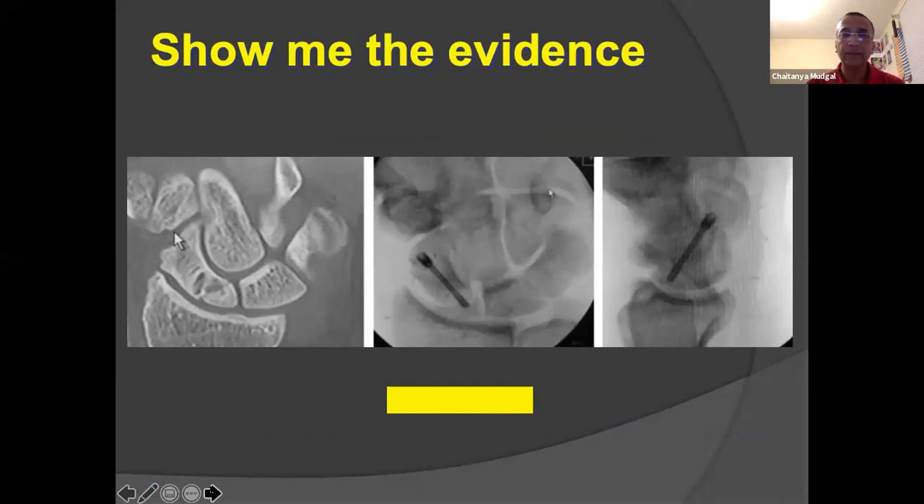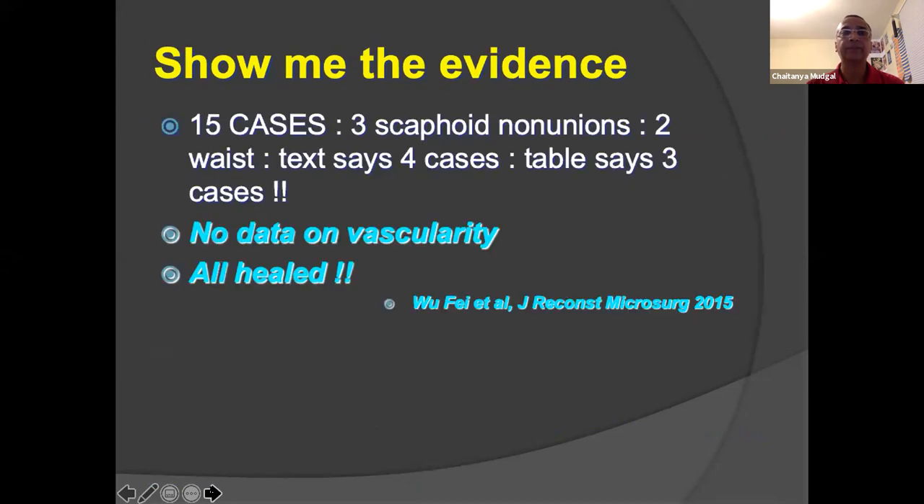So here's someone, a 36-year-old male. In my hands, this would be fixed with simple bone grafting and screws since the patient has not had any operation, but they fixed it with a vascularized free tissue transfer. Another paper by Bouffet and colleagues, 15 cases, 3 scaphoid non-unions. In the text, it says 4 cases, the table says 3 cases. So this data is all over the place.